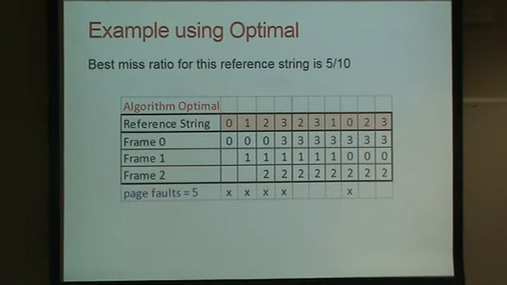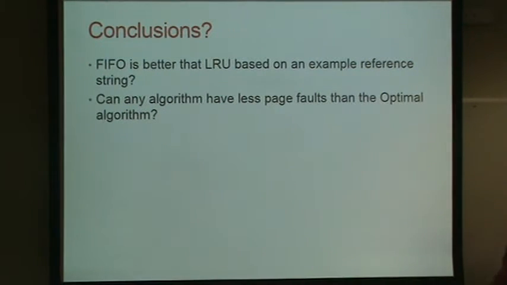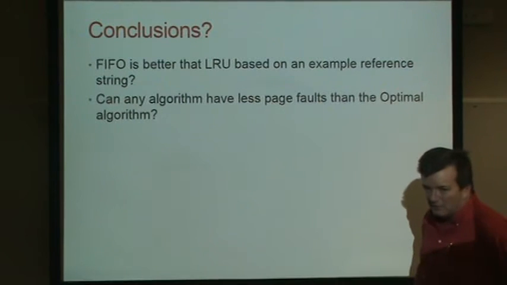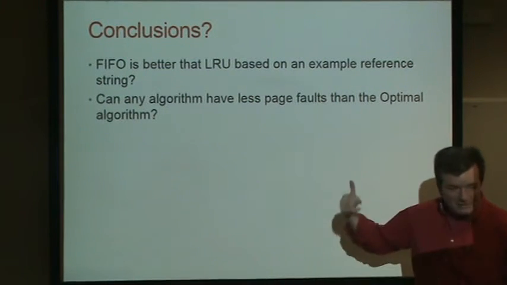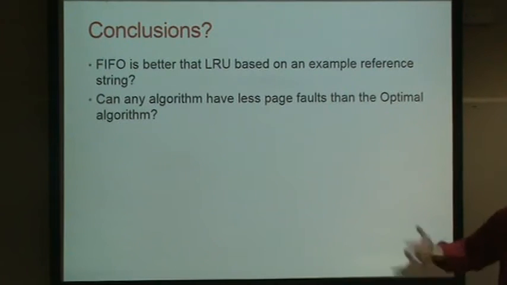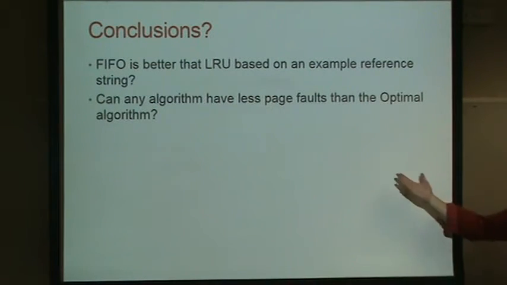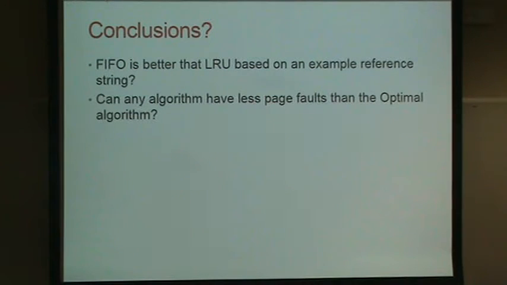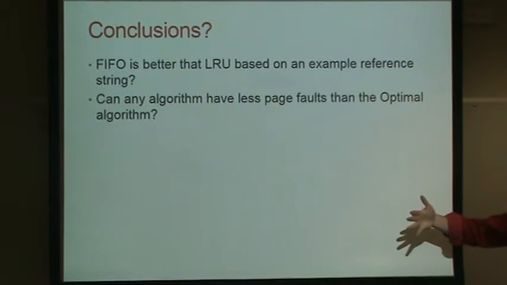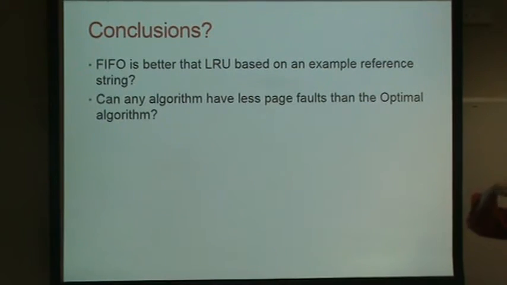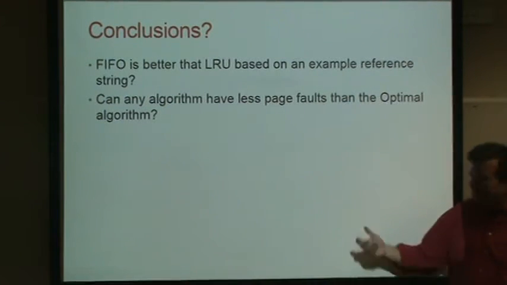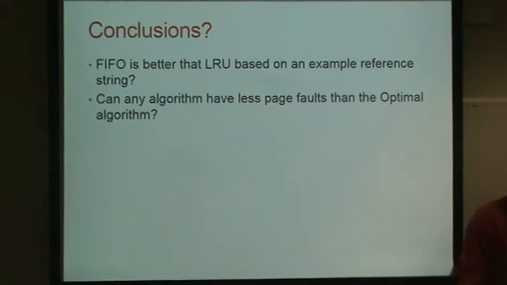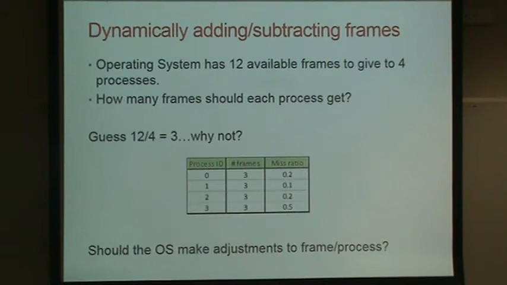So could we draw a conclusion? Could we say first in, first out is better than least recently used? No, it just happened to be, right? And chances are the author picked that string to do this. Can an algorithm have fewer page faults than the optimal one, the one where you look into the future? Could you ever come up with an algorithm that could be better than that? No, that's why it's called the optimal one. Yeah, it wouldn't have that name. Okay, all right, so that's a little side discussion.